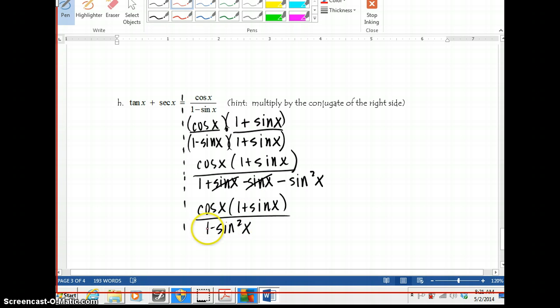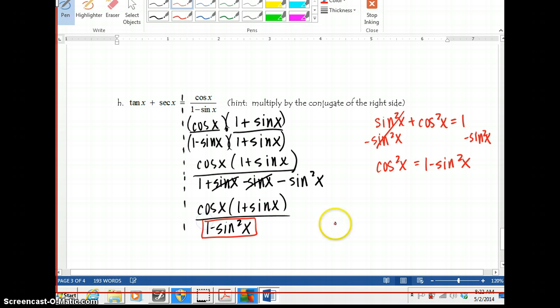When you see a squared trig function and a 1, come back to your Pythagorean identity. This is something that's always true, so you can use it as you need it. I need the 1 and the sine squared to be together on the same side. So to manipulate this, I'm going to subtract sine squared from both sides of the equal sign. They cancel. I have cosine squared x equals 1 minus sine squared x. Because this is a true statement, I'm going to replace my entire denominator with cosine squared x.